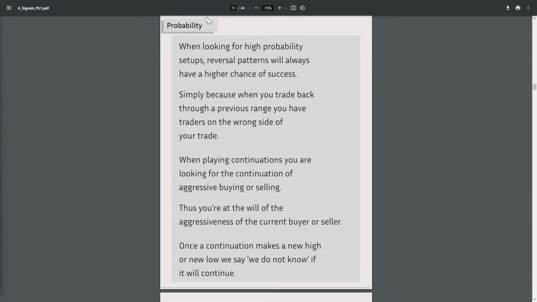Okay, let's start this probability part over. When looking for high probability setups, reversal patterns will always have a higher chance of success because when you trade back through a previous range, you have traders on the wrong side of your trade. And that's what we're always trying to do. We are always trying to play against the losing traders.